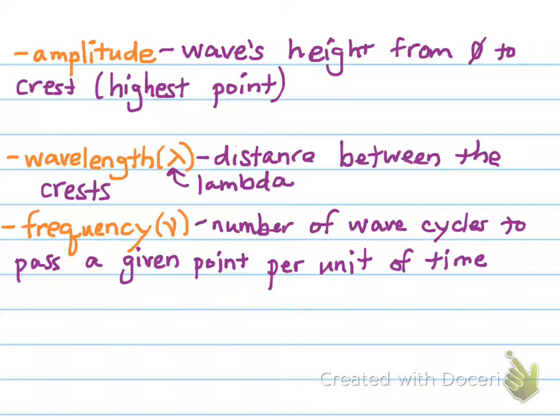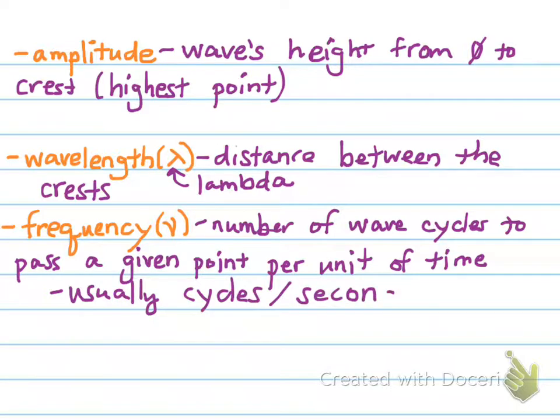Okay? Now, in science, we're not usually going to talk about minutes. So the measurement of this is usually in cycles per second. So in science, we're going to talk about it in seconds. But if you were trying to count waves going by on a dock, you'd probably choose to use minutes.